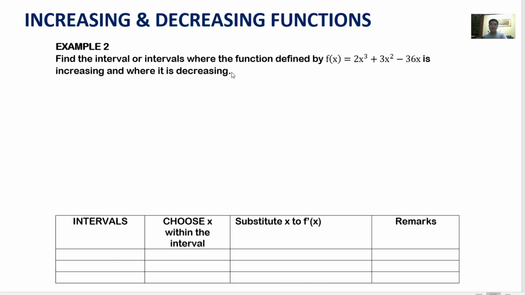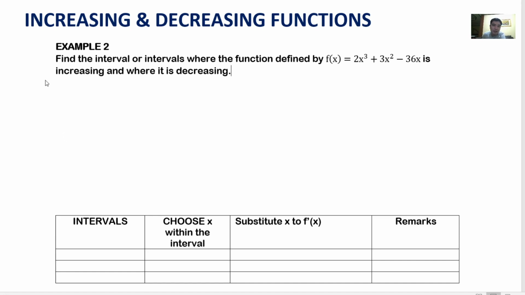Okay, so let's have more examples sa increasing and decreasing functions. So for number 2 class, sabi dito, find the interval or intervals where the function defined by 2x cubed plus 3x squared minus 36x is increasing and where it is decreasing. So kailangan nating alamin yung interval, kung kailan siya increasing and then kailan siya decreasing.